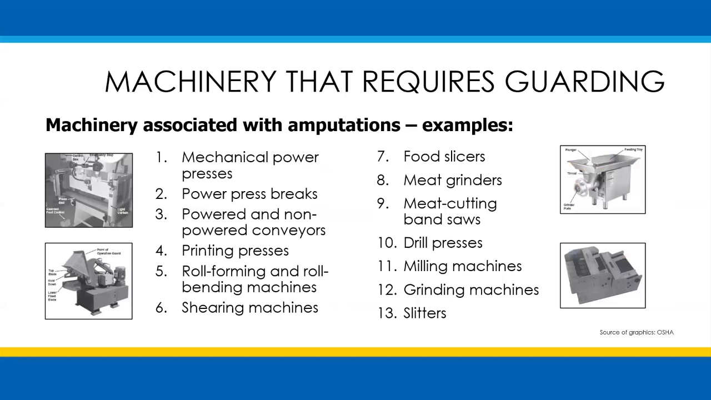The machinery most frequently involved in amputations, one of the most devastating of workplace injuries, are shown on this slide. These machines should be guarded, especially at the point of operation, to reduce the risk of amputation.